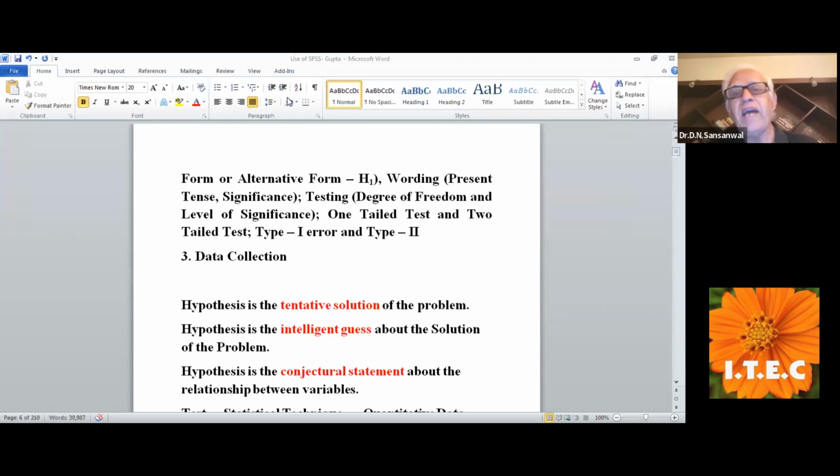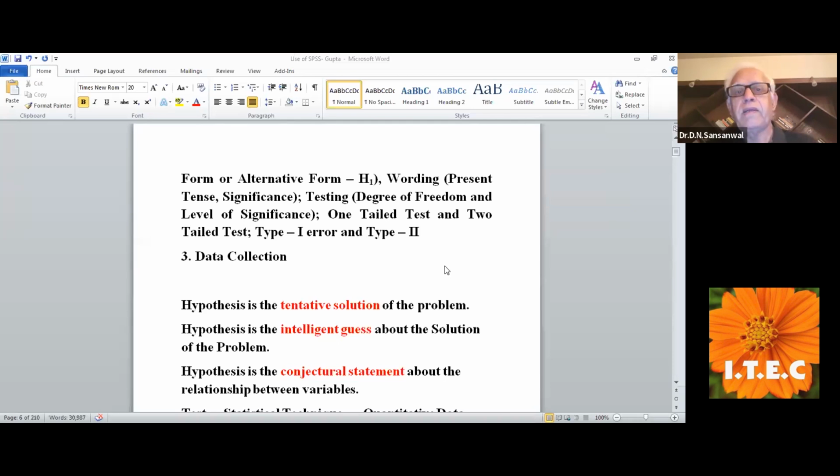my dear friend, I cannot help you. If the screen is not visible, then you check yours. Let me again do it. Dona Datta, are you able to see the screen?